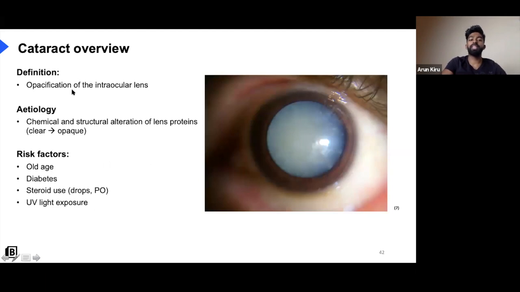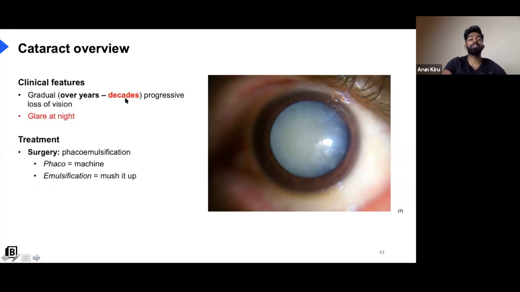Cataract: painless, an opacification of the lens. So remember that the lens starts off clear. You can see it's become very cloudy. Over time, chemical and structural alterations of the lens proteins mean it goes from clear to opaque. Risk factors are old age, diabetes, steroid use, and light exposure. It's very gradual. So normally you get it in your 40s, 50s, 60s, 70s, and you get glare at night.